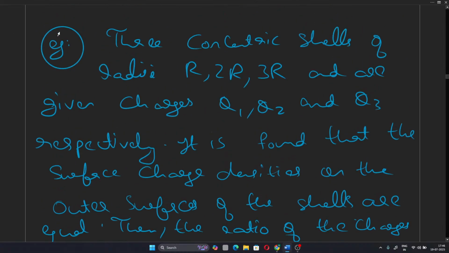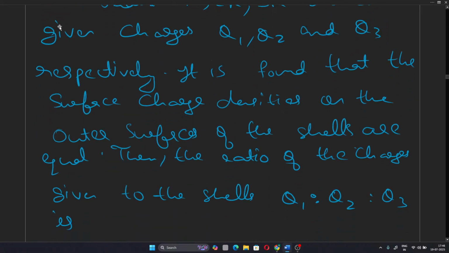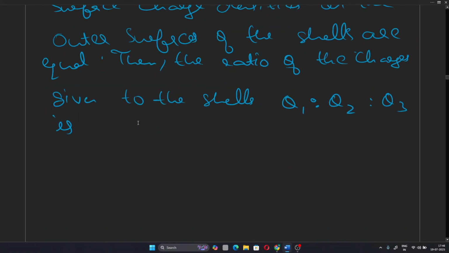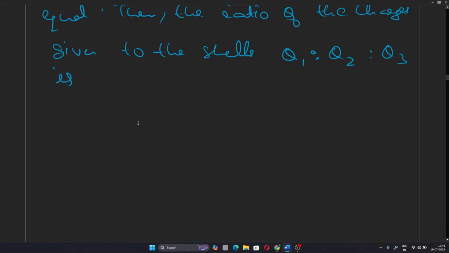There are concentric shells of radii r, 2r, and 3r and are given charges q1, q2, and q3 respectively. It is found that surface charge densities on the outer surface of the shells are equal and the ratio of the charges will be. Solution, I think this is based on the surface charge density sigma.